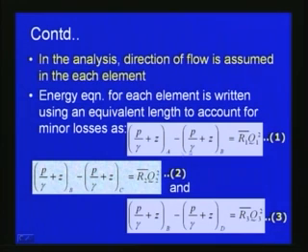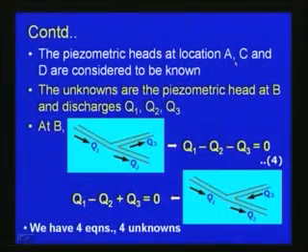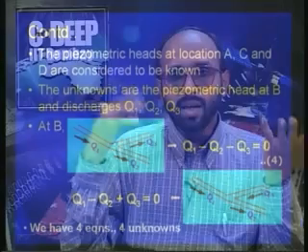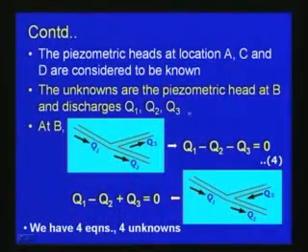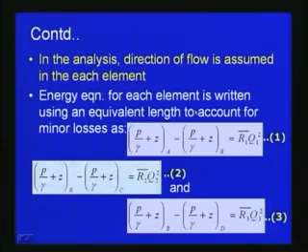So, now these are the energy equations which we have written between A and B, B and C, and B and D. Next, the piezometric heads at locations A, C and D are considered to be known, as I mentioned. So, for the reservoirs which are open, we assume that the piezometric heads at A, C and D are known. Then the unknowns are the piezometric head at B and the discharges Q1, Q2 and Q3.